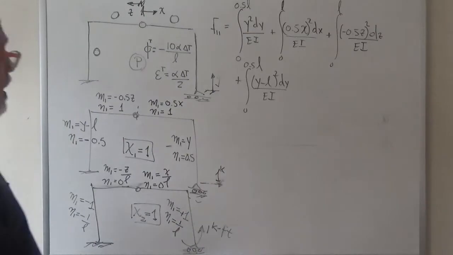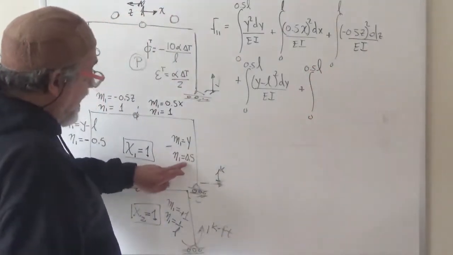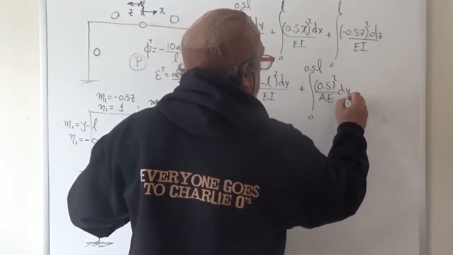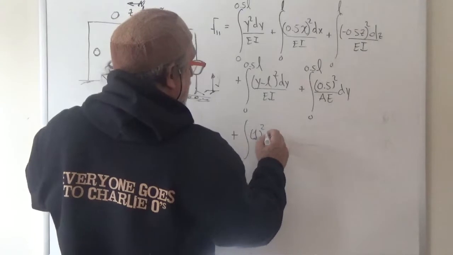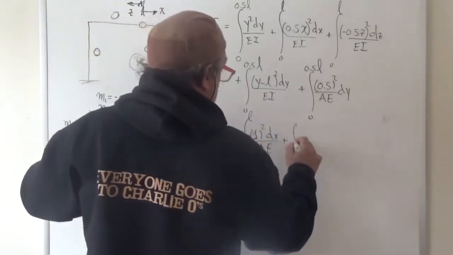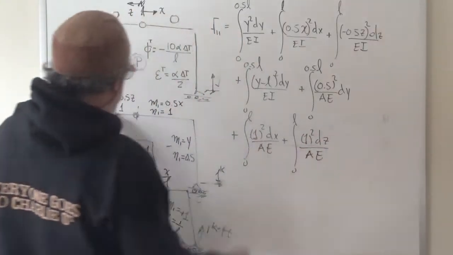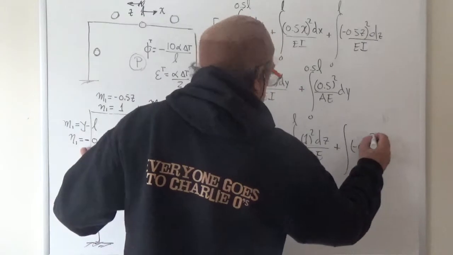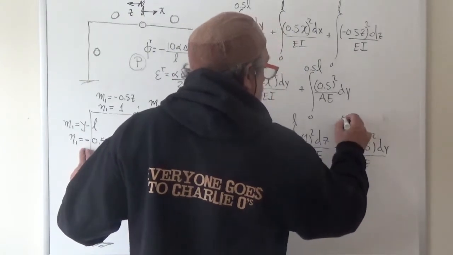Those are the bending terms, right? Now the axial terms, plus the integral from 0 to 0.5 L of n1 squared over AE dy, plus the integral of n1 squared dx over AE from 0 to L, plus the integral from 0 to L of n1 squared dz over AE, which is obviously just twice of that one, plus the integral of minus 0.5 squared dy over AE from 0 to 0.5 L.